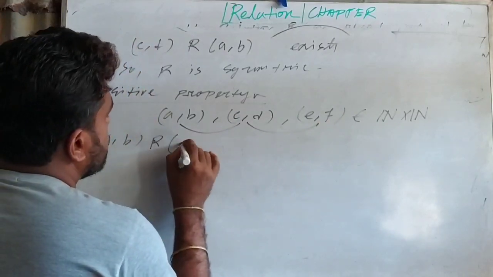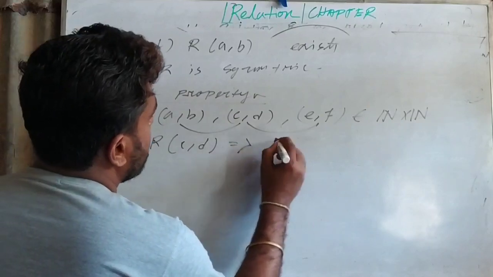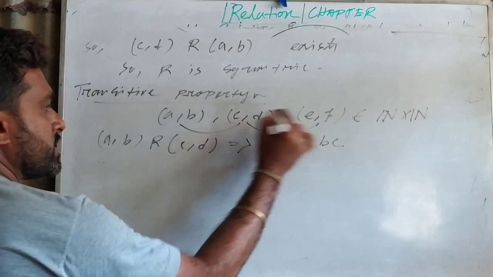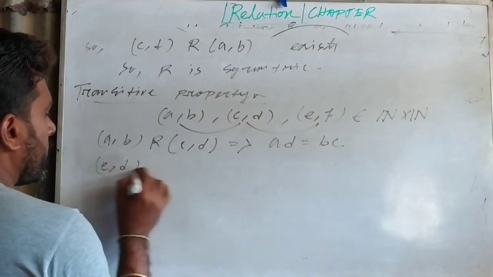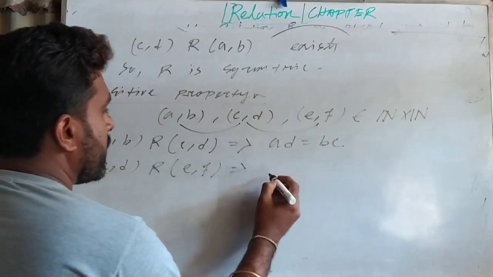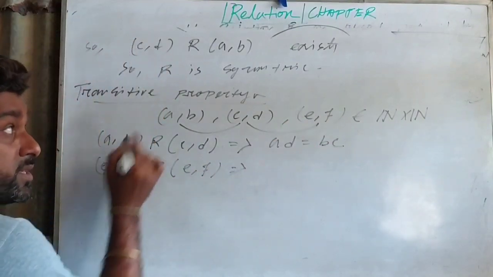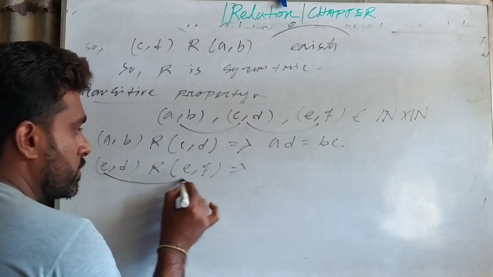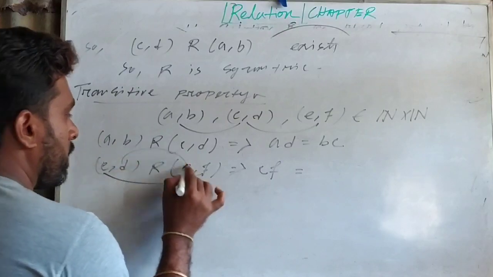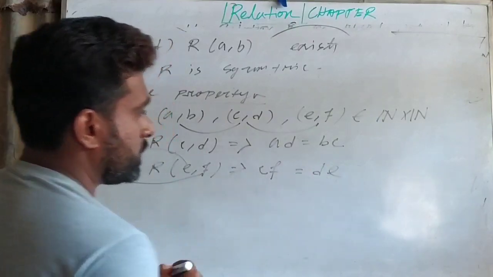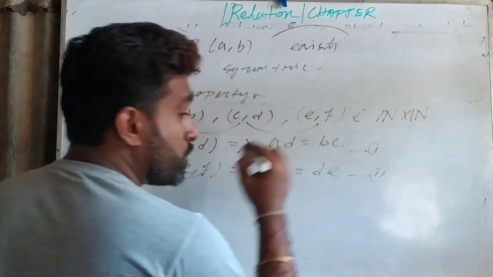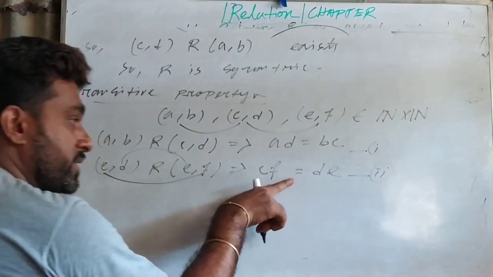So A comma B related to C comma D, and this implies AD equals to BC. Again, C comma D related to E comma F. They have their friendship, and we can write, you can see the similarity also, as I told you, CF equals to DE. Okay, so here equation number 1 and equation number 2. According to the given similarity, just I have constructed this equality.